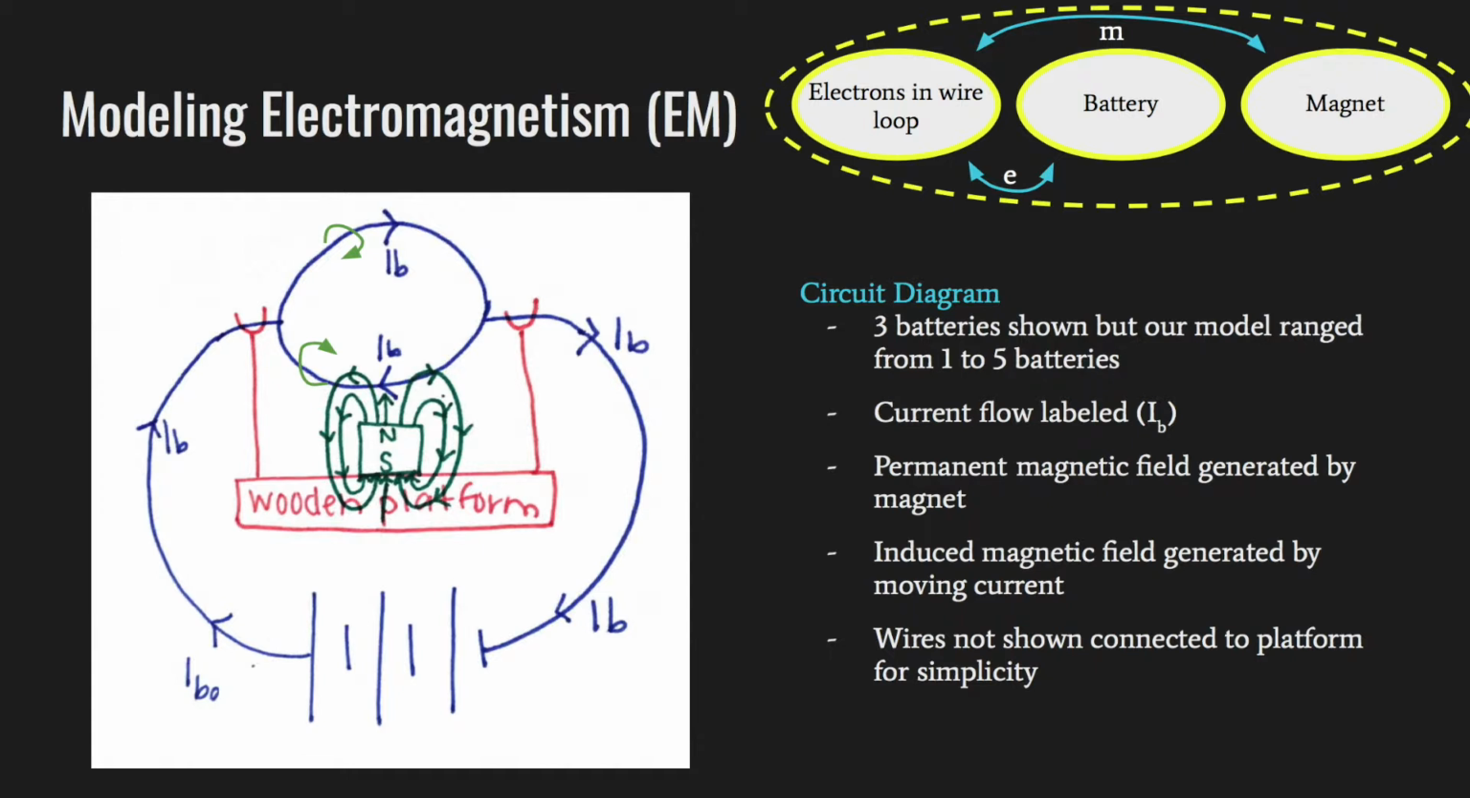Our circuit diagram details 3 batteries shown, but our model actually ranged from 1 to 5 batteries. It labels the current flow and the magnetic field direction generated by the magnet, as well as the induced magnetic field generated by the moving current.